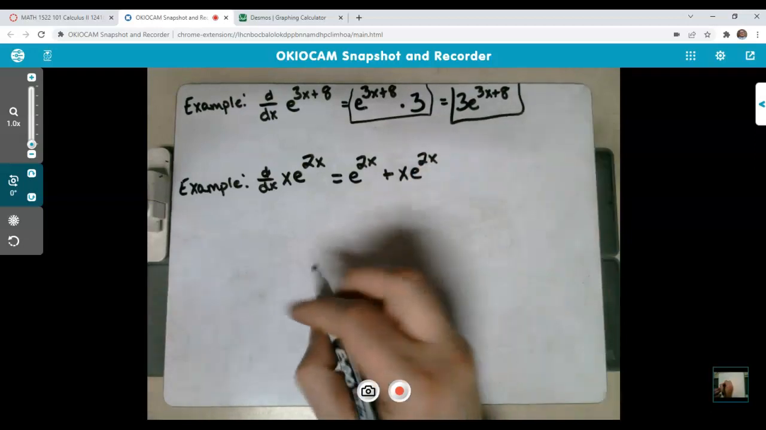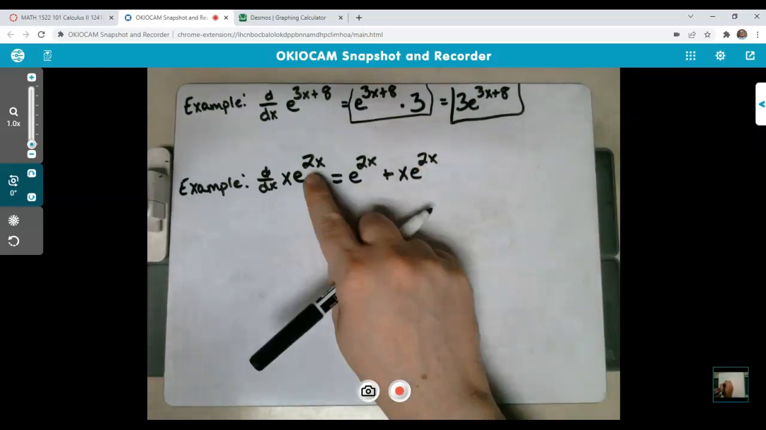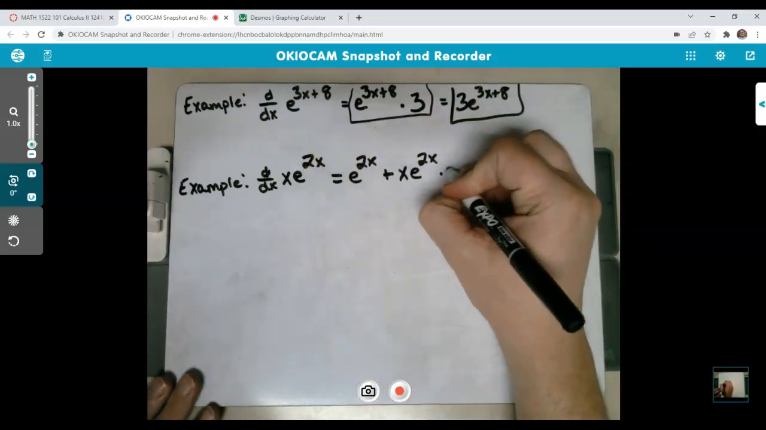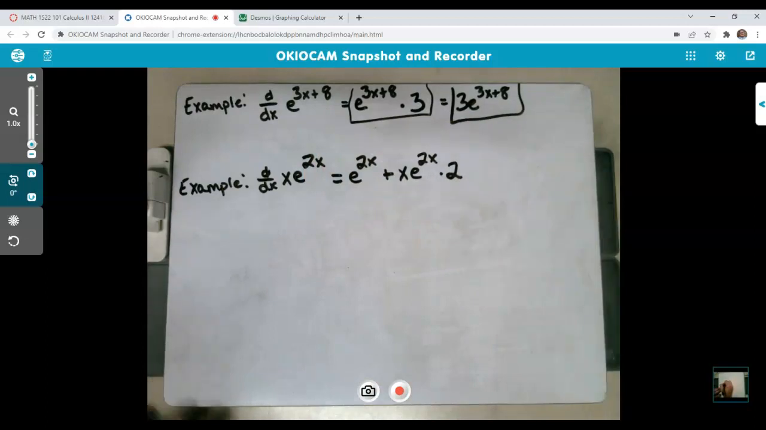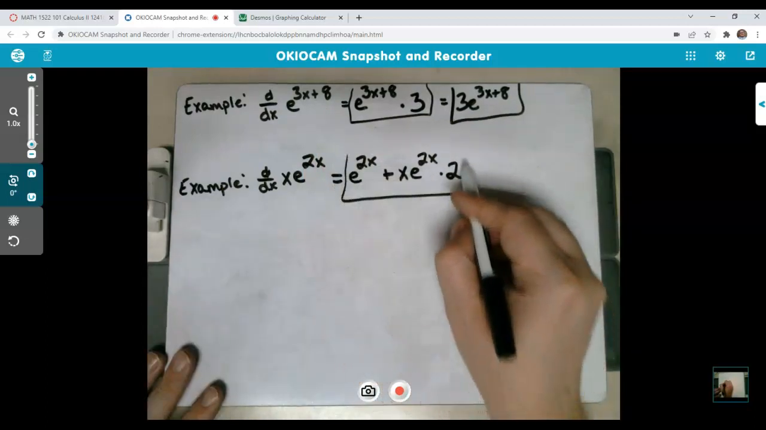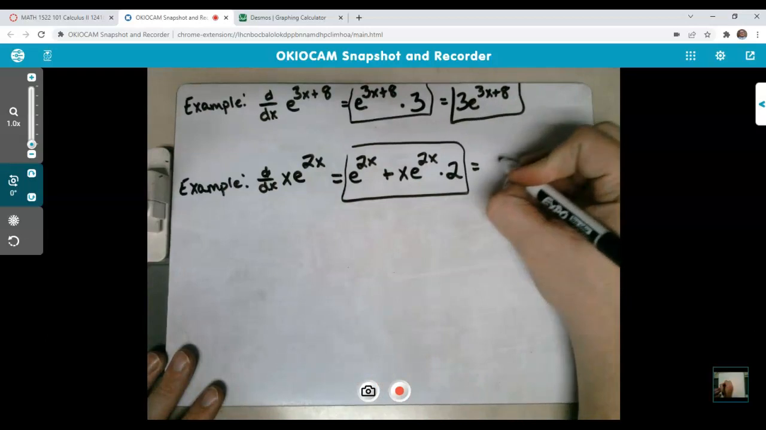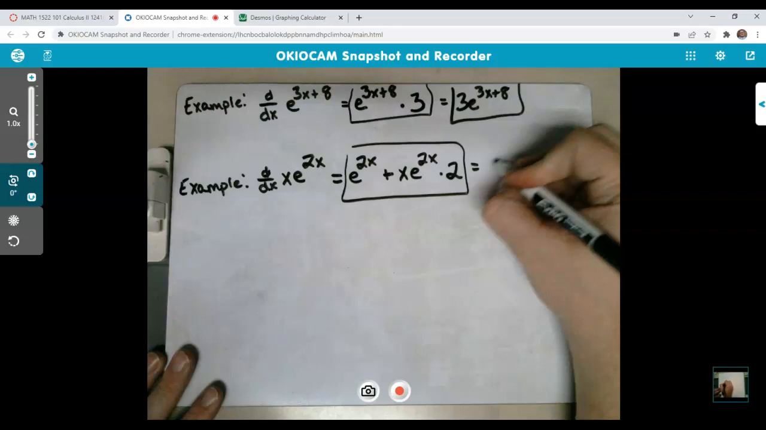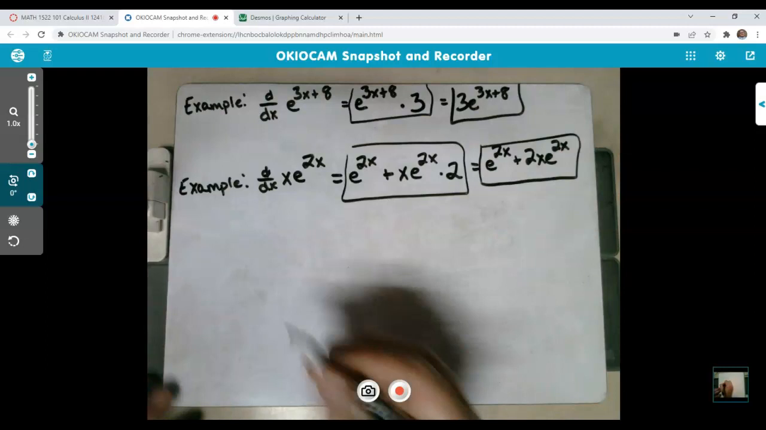But by the chain rule, I have to now do the derivative of that stuff. The derivative of 2x is just 2, so multiply this by 2. Again, we can leave it just like this, and that's completely fine. Or if you would prefer, you can write this as e to the 2x plus 2x e to the 2x. Either way, it doesn't matter. Another example.